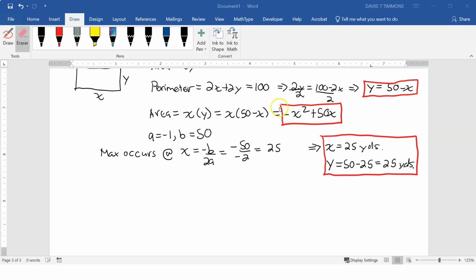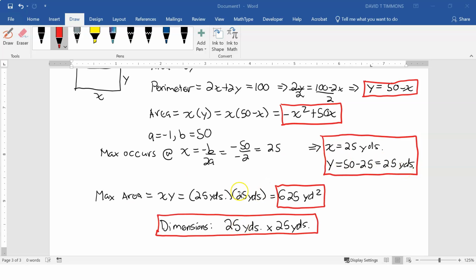Now that we have the quadratic function, we know the maximum occurs at x equals minus b over 2a. Remember, we're just using the vertex formula here. So a is minus 1, b is 50. We substitute those values into the expression and we get 25. So the max occurs when x is 25 yards, and using this equation for y, we can find the y value: 50 minus 25 is 25 yards.